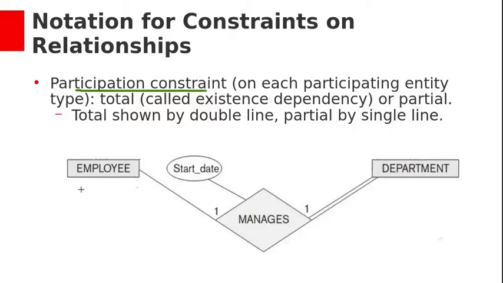We do not expect every employee to manage a department. So the participation of employee in the manages relationship type is partial, represented with a single line. It means some employees are related to some department entity via manages, but not necessarily all employees. But if you take this side, each and every department will have a manager.